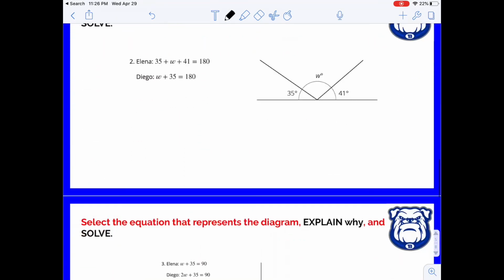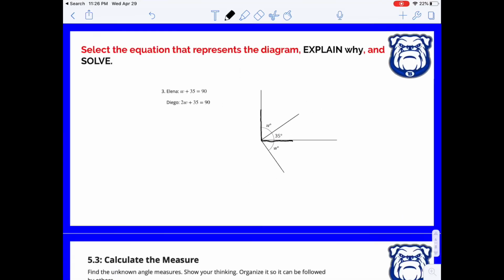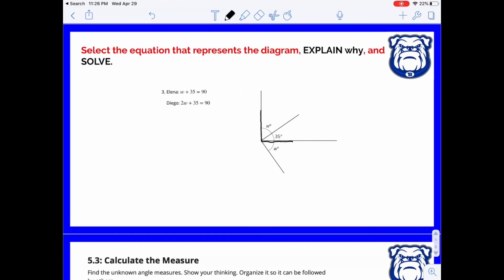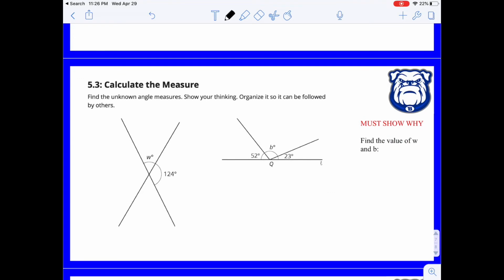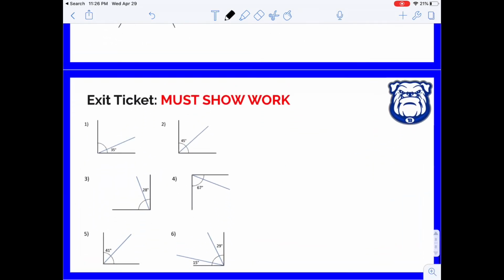Look, this is another 180 degree one. This one, you can use this. Treat this as a 90 degree. Okay? You do it the exact same way. Solve. Down here, straight lines. These are both 180. Boom. Okay? We need to find the value of W and B. Right here, okay? All of these are 90 degrees. Assume all are 90 degrees. So let's go ahead and look at number 1.